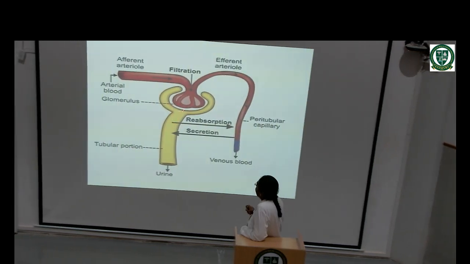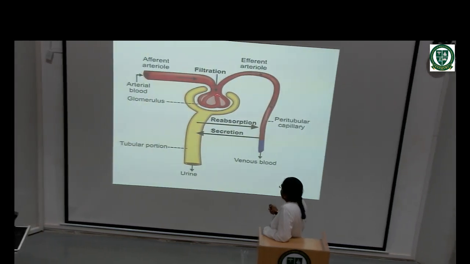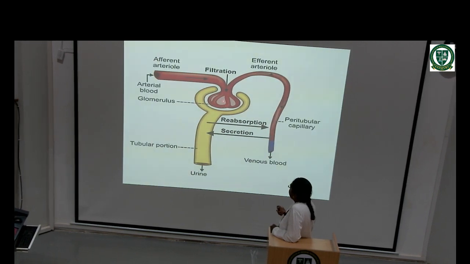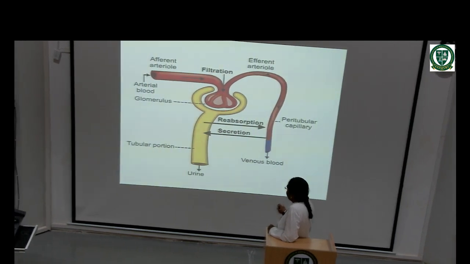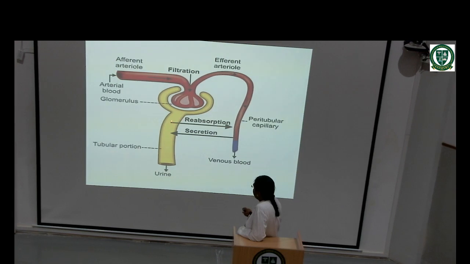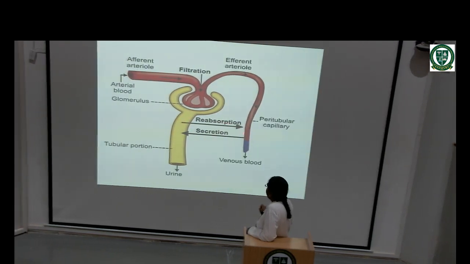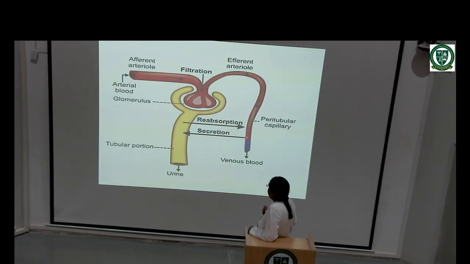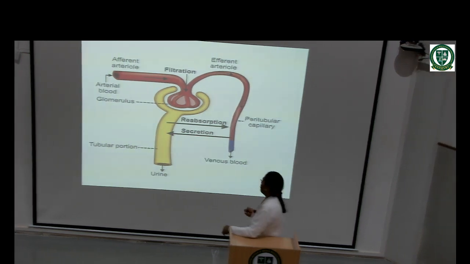This is a diagram showing filtration. There is glomerular filtration from the afferent and efferent arterioles. This is the Bowman's capsule. Reabsorption occurs from the tubule to the capillaries, and secretion from the capillaries to the tubule for excretion of the unwanted substances.